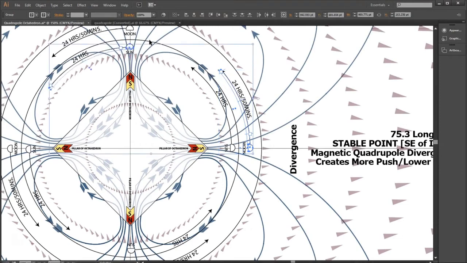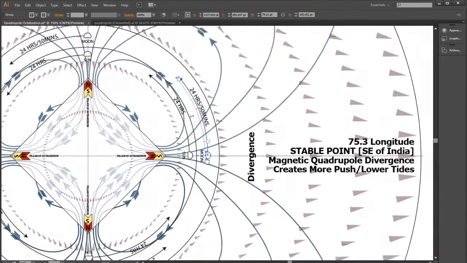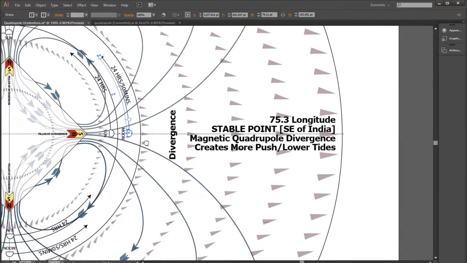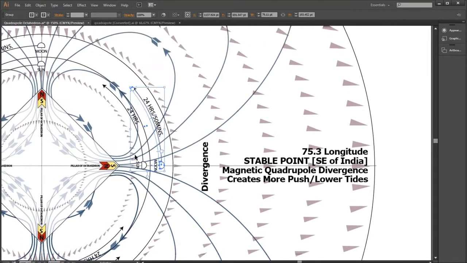Now if we have a neap tide, let's say we have the moon over here and the sun over here. Now, everything is going counterclockwise. The sun is faster than the moon: 24 hours, 50 minutes for the moon, and 24 hours for the sun. This would be a waxing crescent over here in the moon. The moon is at the divergence area, that divergence point, and so we have these blue lines coming out from the pillar, from the magnetic dipole over there. They're coming out like that, diverging and pushing.